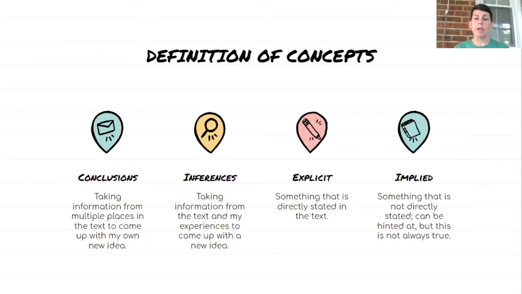Explicit information is something that's directly stated in the text, and I can go back to the text and look to see what the author said about an issue in order to find out what the author thought about it. When I think about something that's implicit or implied, it means that it's not directly stated and that it's more hinted at, although this isn't always the case.